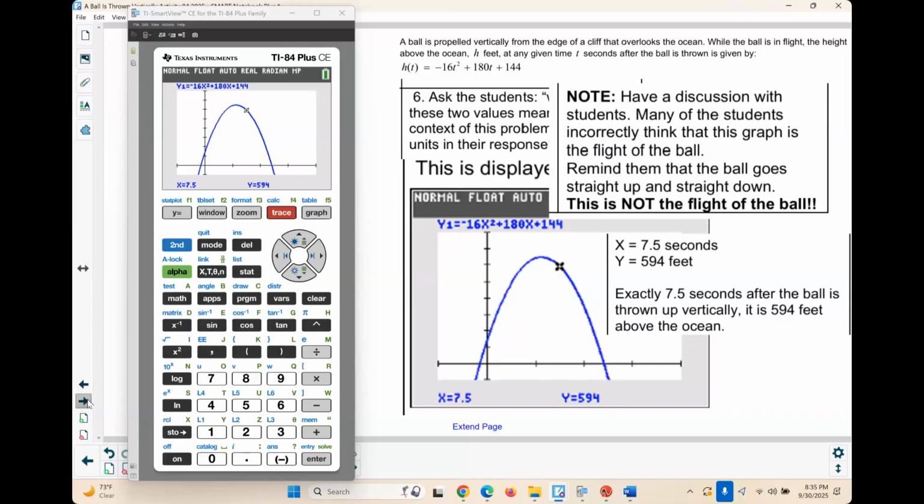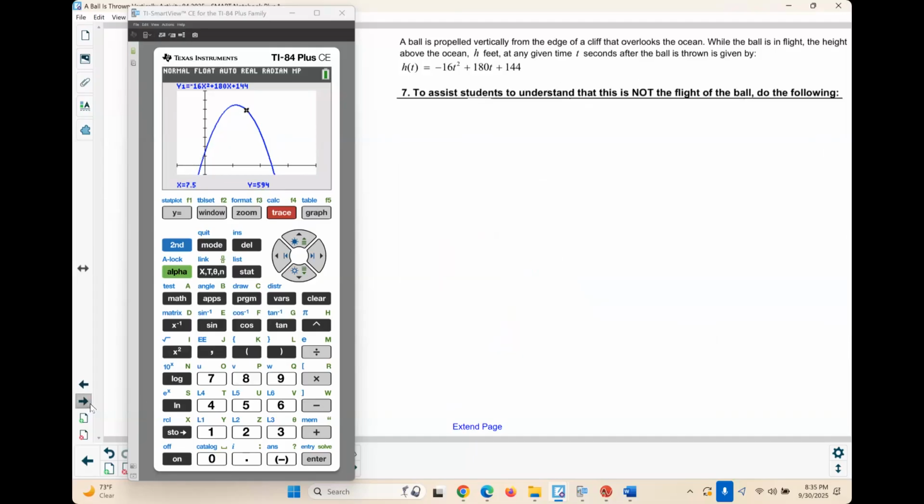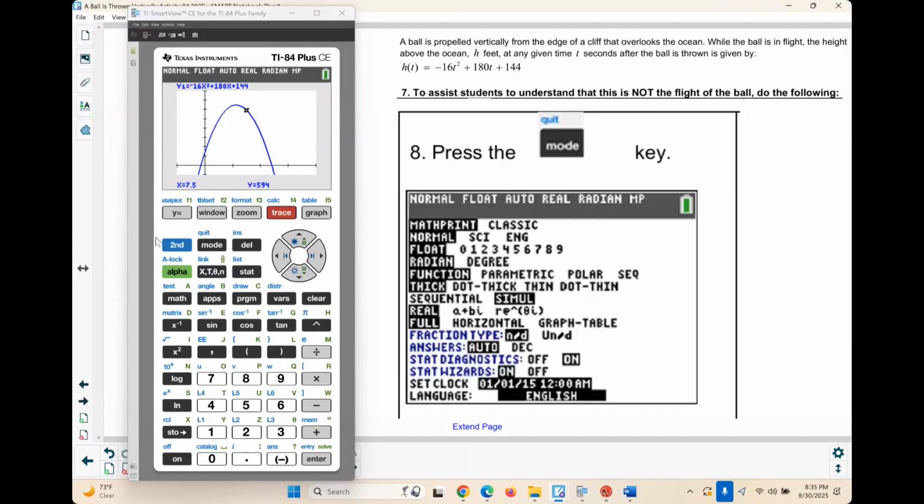Here is another thing I want to get across. We need to have a discussion with the students. Many students think this is the flight of the ball. That's the equation. When they shoot a ball like a basketball or hit a baseball, it's a parabola. We've got a parabola for the equation. Is that the flight of the ball? I want to get them to see that it is not.